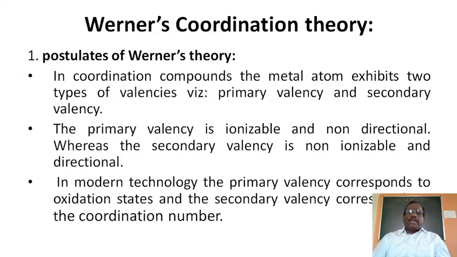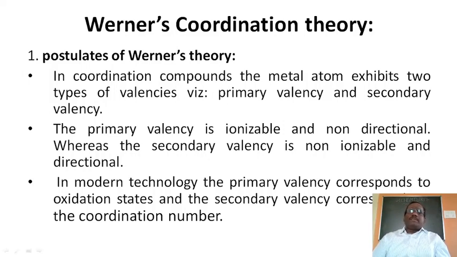Secondary valency corresponds to the coordination number. In a later class, we will consider what is meant by coordination number. Coordination number means the number of coordination bonds around the central metallic atom in the complex ion, how many coordination bonds are formed. So a certain number of coordination bonds around the central metallic atom is one type of valency, and the other type of valency is the oxidation state of the central metallic ion, so two types of valency.